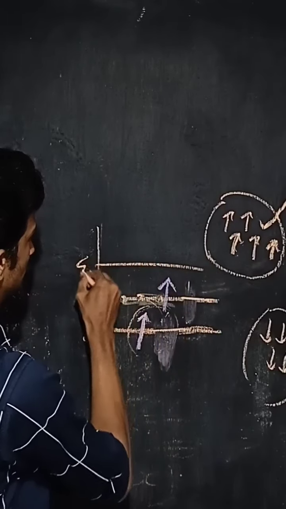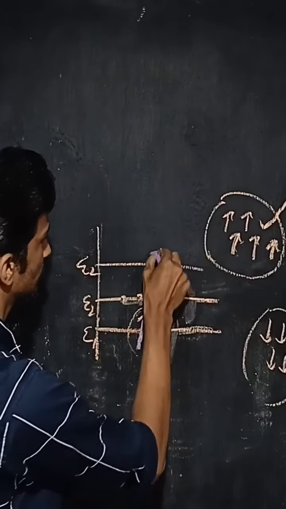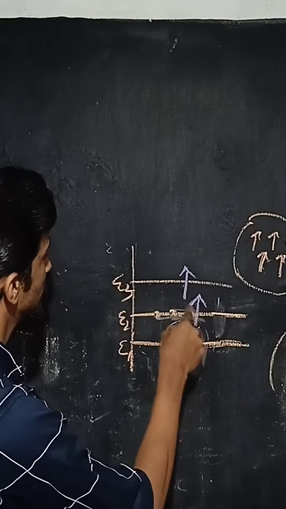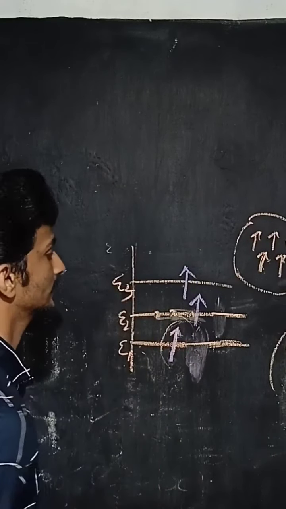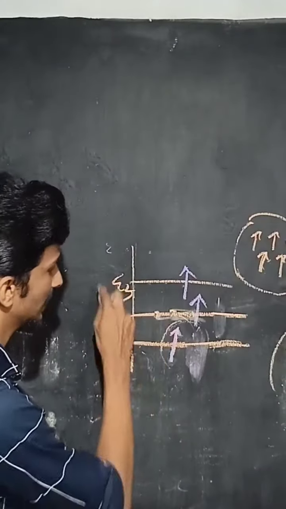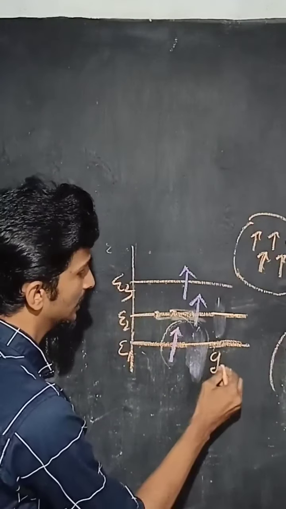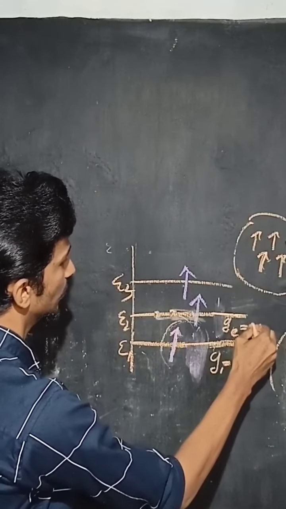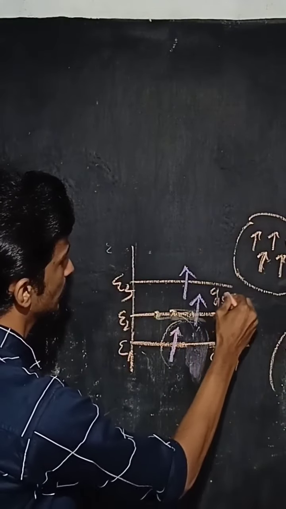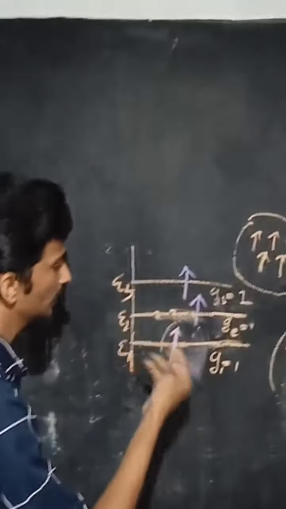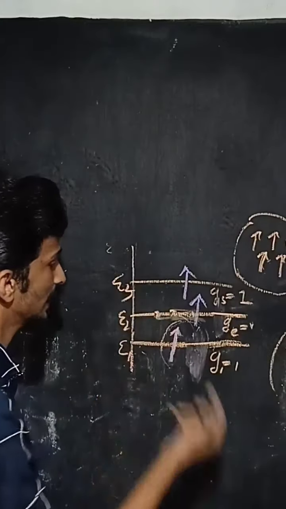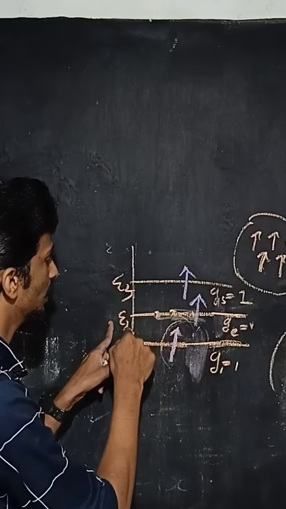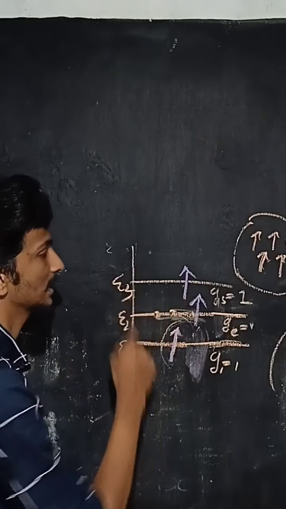So this is the E3 state, and one fermion can occupy this state, etc. And remember that we only put one fermion in each of these E1, E2, E3 energy levels. So the degeneracy of these energy levels is 1, that is, G1 is equal to 1, G2 is equal to 1, G3 is equal to 1. Because only one state has the energy value E1, only one state has the energy value E2, and only one state has the energy value E3.